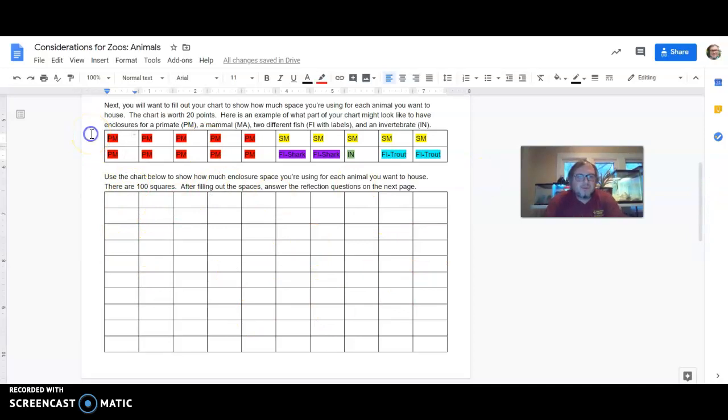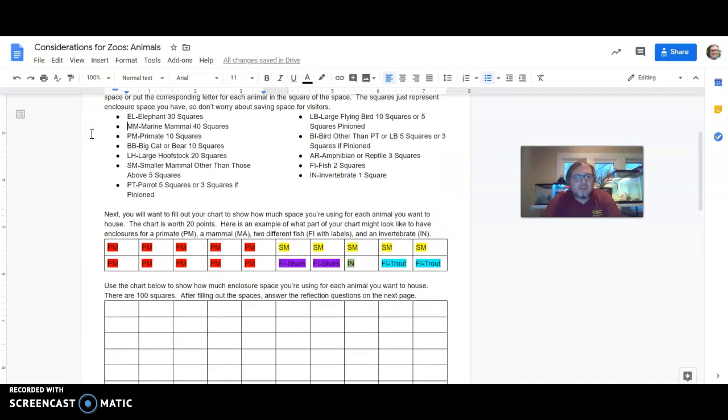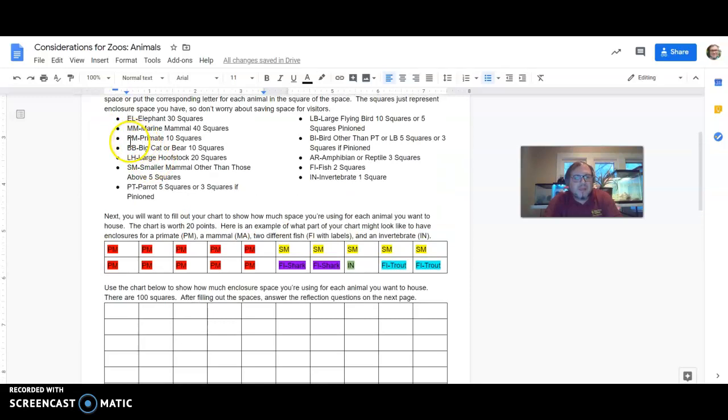So with my example, again, if we look here at the list of the different codes, I used 10 squares here, PM for a primate. 10 squares is the minimum requirement. SM here for a small mammal, so 5 squares. Like I said, I already have these two fish tanks. FI is a fish, 2 squares. Invertebrates are 1 square, IN.